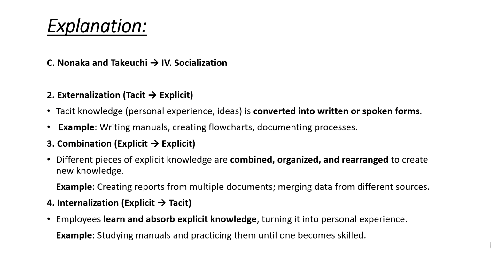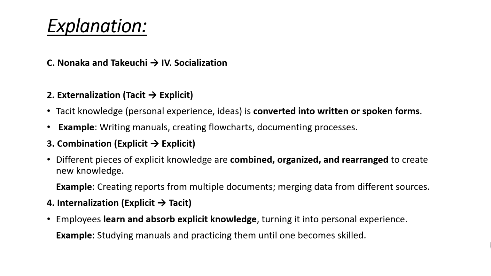Second part of this model is externalization, where tacit knowledge is converted into explicit knowledge, which means personal experience and ideas are converted into written or spoken forms. For example, writing manuals, creating flowcharts, documenting processes. Third part is combination, where different pieces of explicit knowledge are combined, organized, and rearranged to create new knowledge. For example, creating reports from multiple documents, merging data from different sources.